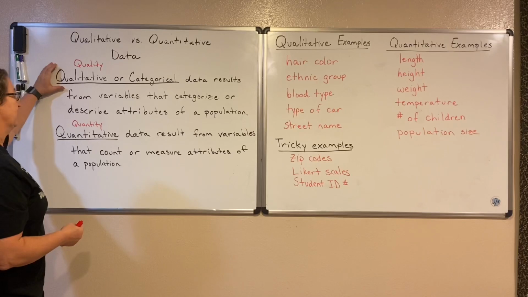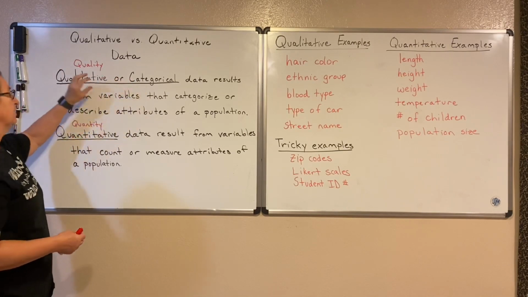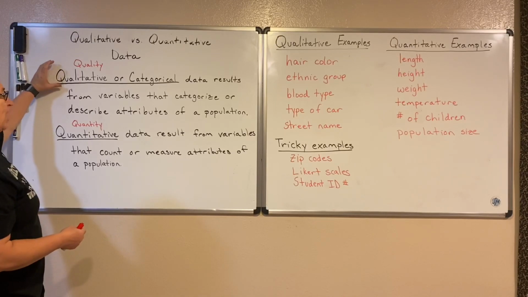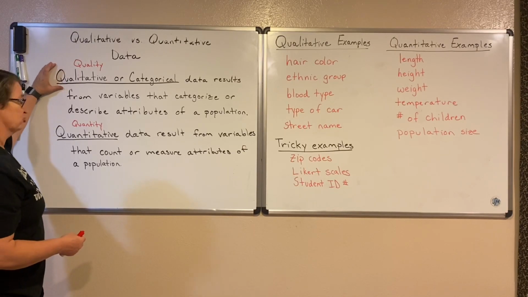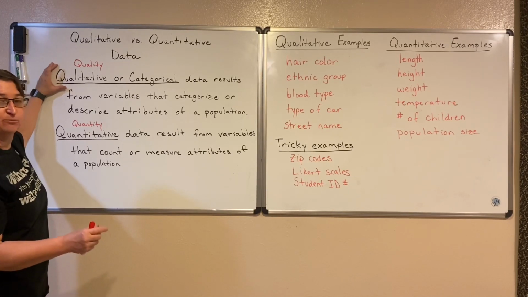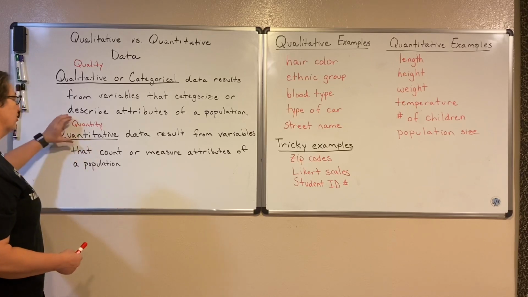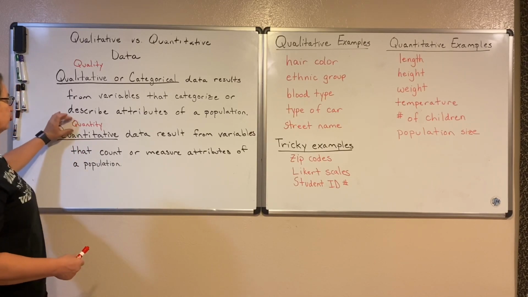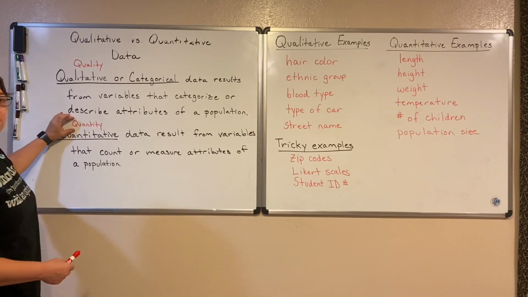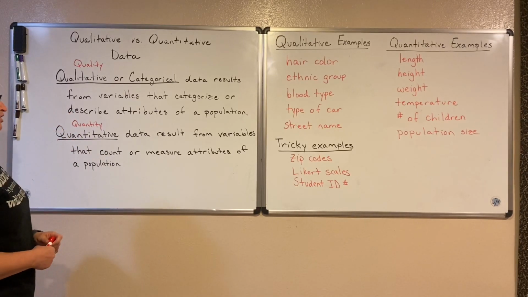With qualitative data, or some people call it categorical data, the variable is describing some sort of attribute, or it's putting our data into different categories based upon those attributes of the population. Whereas with quantitative data, we're describing a quantity. We're measuring an attribute. We end up with a count or a measurement of that attribute from the population.